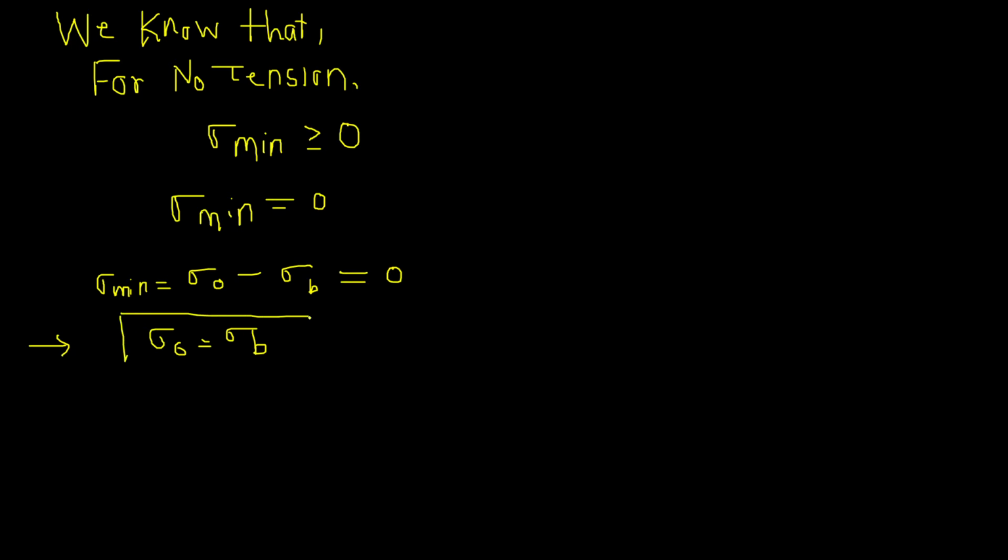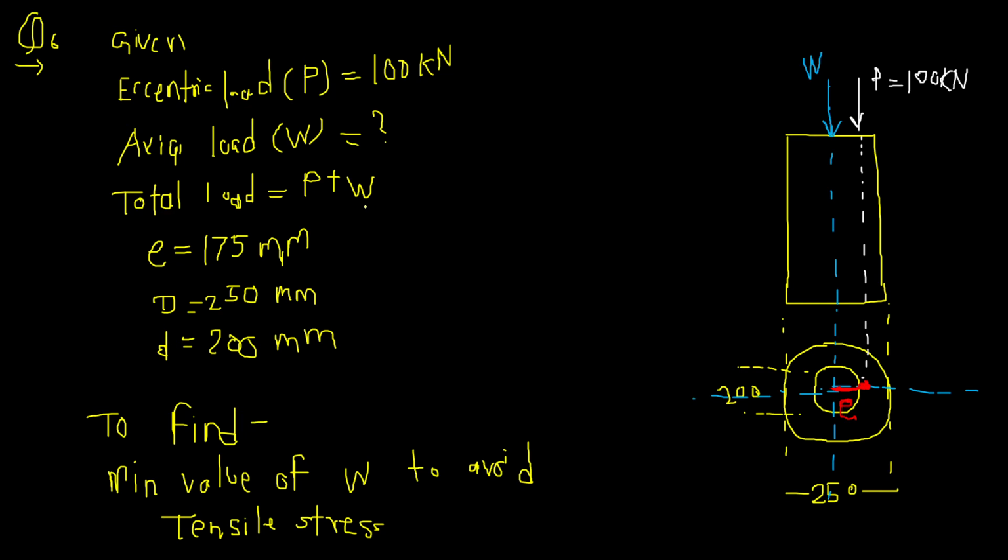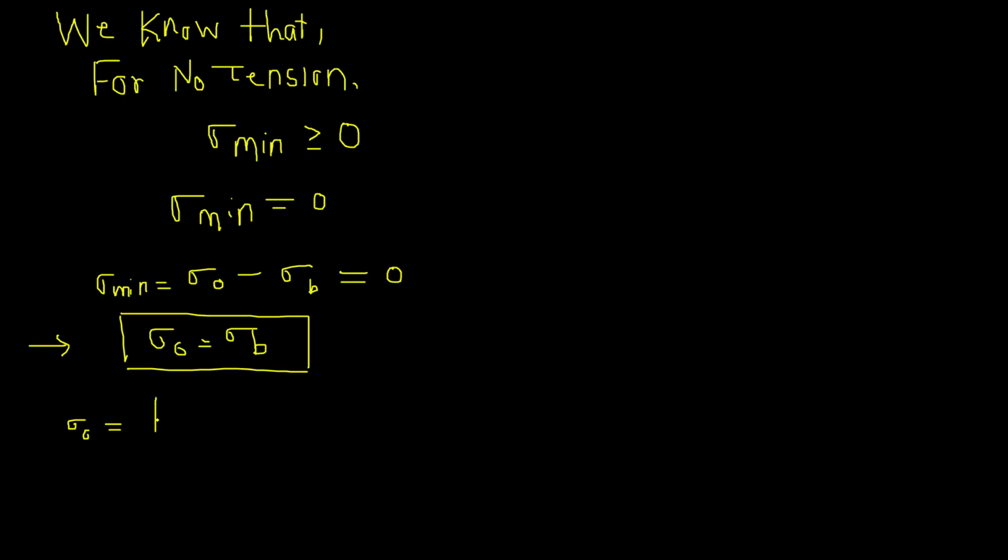Sigma naught is equal to sigma b, that is direct stress is equal to bending stress. Okay, so now find out the value of direct stress. Direct stress is equal to force divided by area, or we can say total load divided by area. आता total load किती घ्यायचा? P plus W, not only P, it is P plus W. So this is an important part here. P plus W divided by A, cross sectional area.